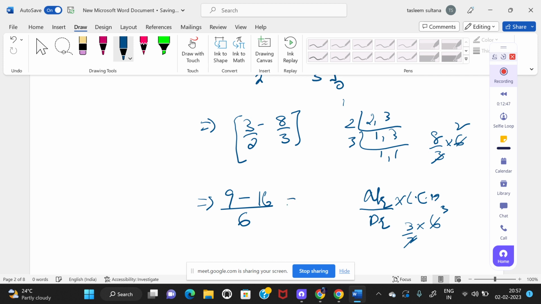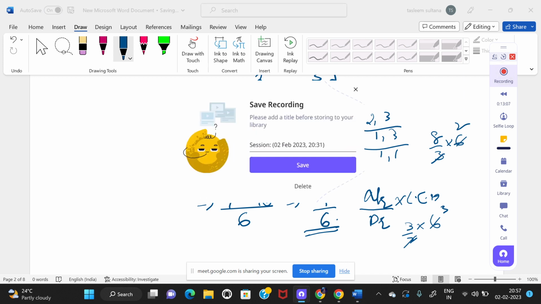7 by 6. It's equal to minus 7 by 6. Minus 7 by 6 is your line integration value. Integrating F vector dot dr vector is equal to minus 7 by 6. Is it clear? Yes, ma'am.